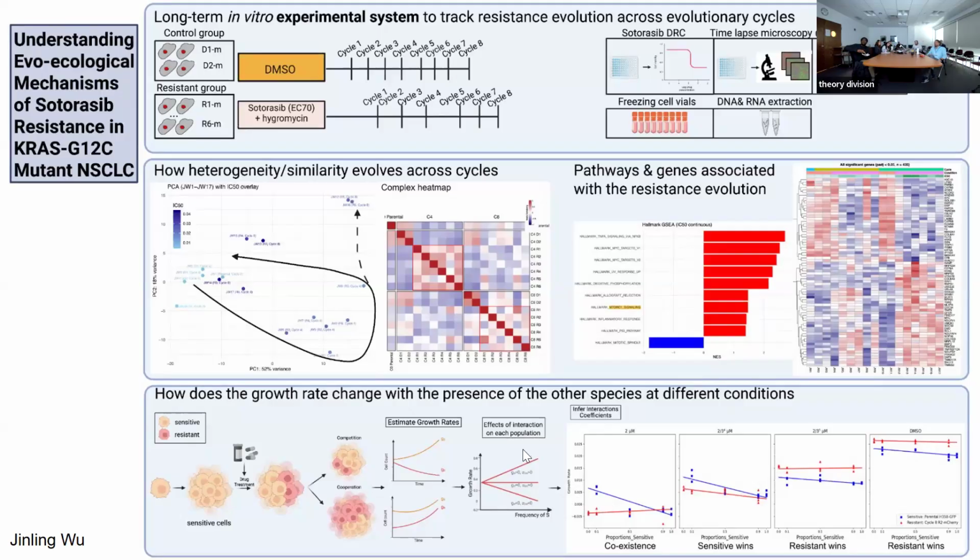How many controls? So we have 2 independent replicates in this control group that were exposed to DMSO along the time, and also 6 independent replicates in this resistant group. And throughout the experimental process, each independent replicate was passaged into the next one separately to preserve its evolutionary history.